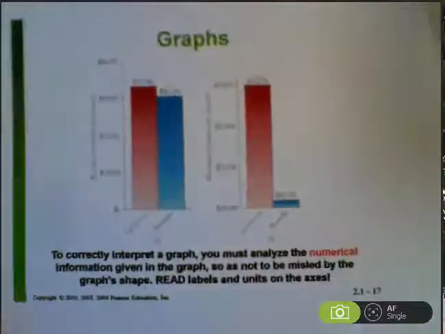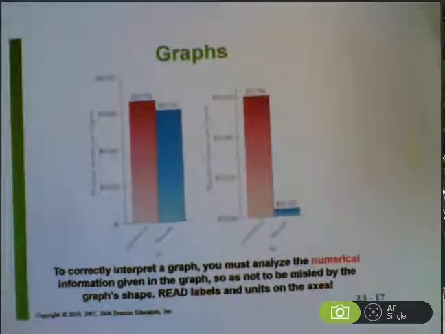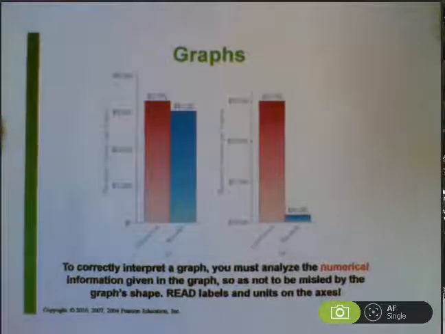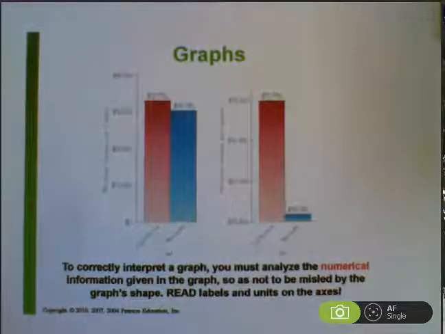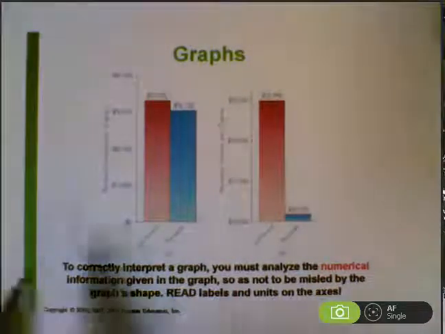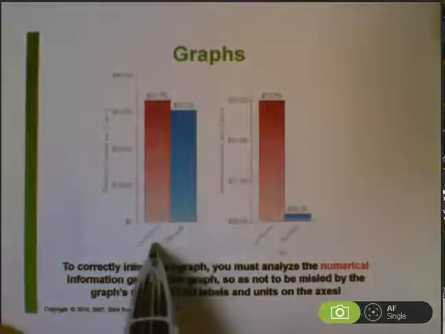Another thing that can cause a graph to have a skewed representation of the data is when your vertical axis doesn't start at 0. These are the incomes per capita of citizens of California and Nevada.